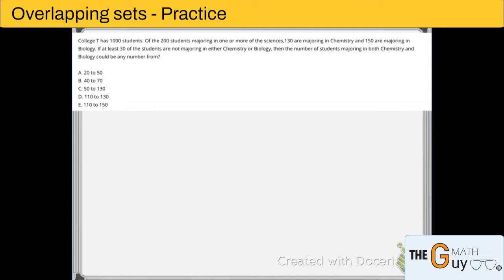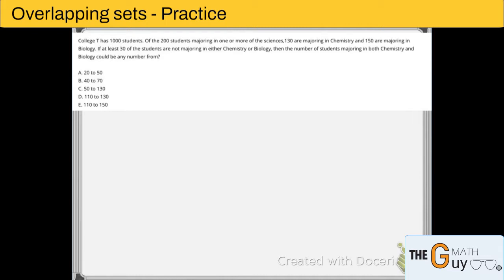College T has 1,000 students. Okay, so we've got a total of 1,000. I still don't know whether it's a 2-group problem or a 3-group problem. Of the 200 students majoring in one or more of the sciences, 130 are majoring in chemistry and 150 are majoring in biology. Okay, so we've got 2 groups till now.